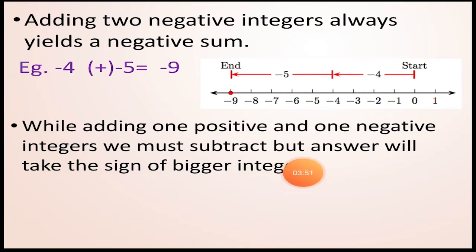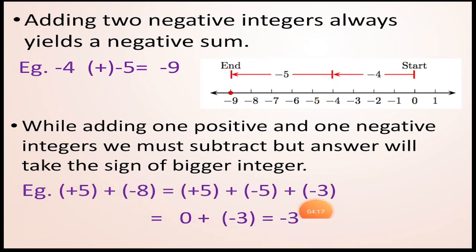Now see the next rule here. When we add one positive and one negative integer, on the number line or otherwise, we must go ahead with subtraction. Either on the number line or in general addition of one positive and one negative integer, we do subtraction for them and the answer takes the sign of the bigger integer. So let's see this also through the help of an example.